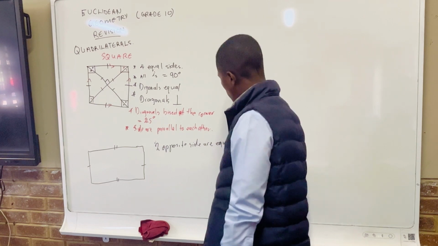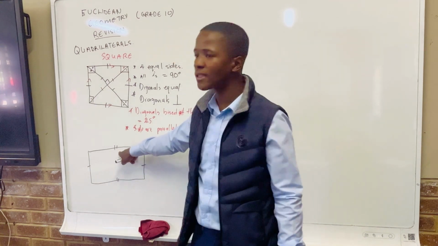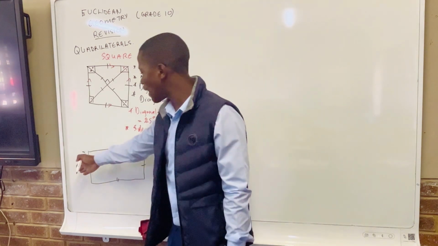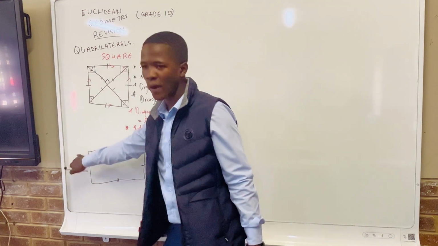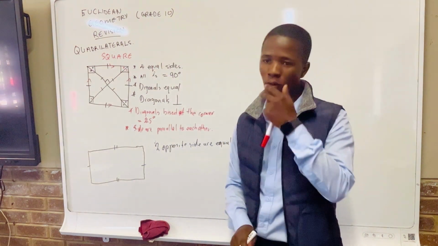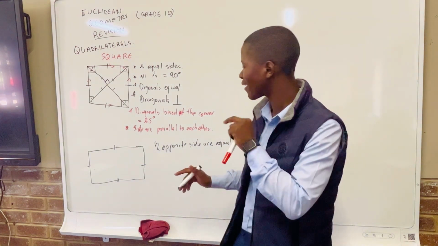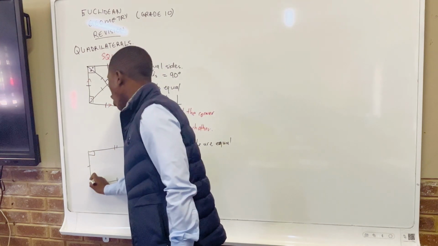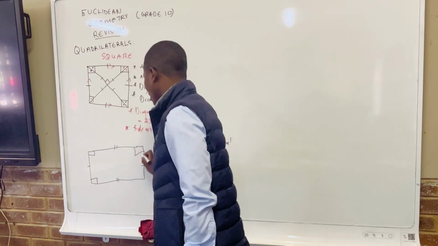Are equal to each other. So which means, let's say this is 4 centimeters, this one is also going to be 4 centimeters. Similarly, this one, let's say it's 1.5 centimeters, this one is also going to be 1.5 centimeters altogether.